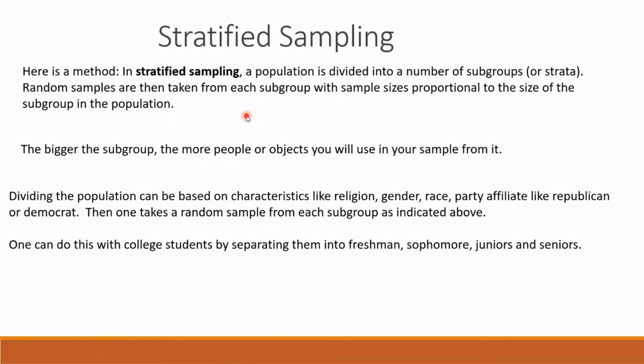Now, how do you break up the population, though? Well, there's different ways of doing that. You could use where they live, that kind of thing. You could also do gender, religion, race, or government party they're affiliated with, or even class, like freshman, sophomore, junior, senior. So if there were more seniors, let's say, you would want your sample from them to be more than the other groups. So again, this is when you break it up into subgroups and you take a sample from each subgroup.